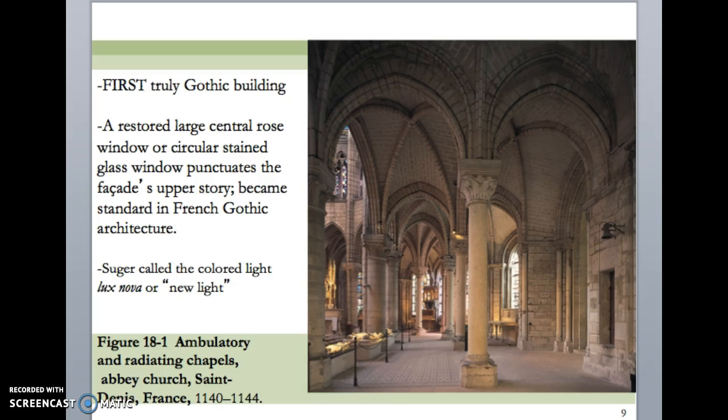How was Suger, and how were these Gothic architects, able to include so much of this thin, delicate stained glass into the walls of these Gothic cathedrals? What architectural devices made that possible?